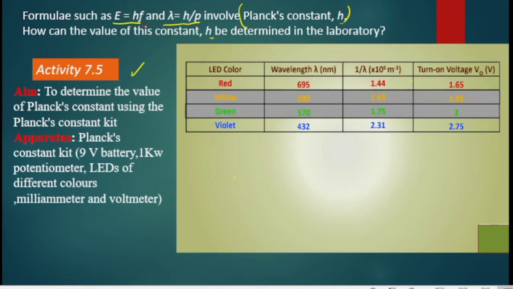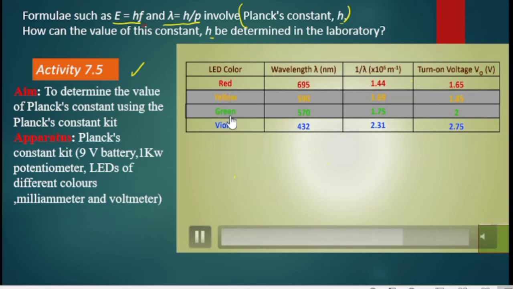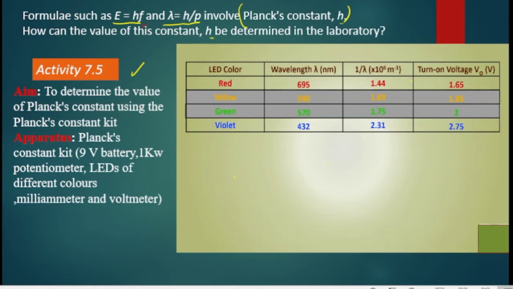Yellow color, 1.85 volt. Green color, 2.00 volt. Violet, 2.75 volt. We can check the wavelength of the colors, then calculate 1 over lambda. Now we have a set of data for turn-on voltage and 1 over lambda. Plot a graph of turn-on voltage against 1 over lambda.